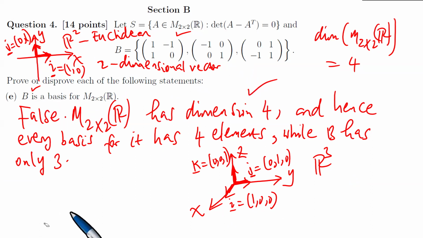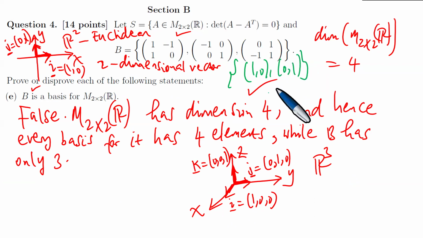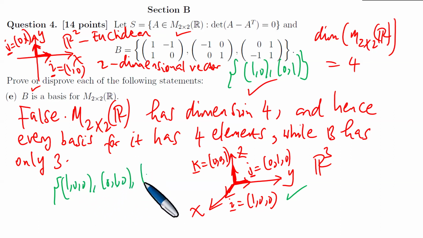So the kind of set for R2 would be (1, 0), (0, 1). This is the basis for R2. And then the basis for R3 is going to be this one: (1, 0, 0), (0, 1, 0) and then (0, 0, 1). So this is the basis for R3, and therefore it's of dimension 3 because it's able to generate the whole vector space.